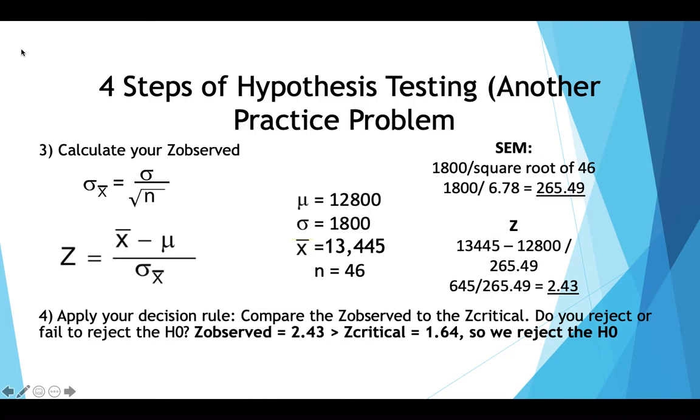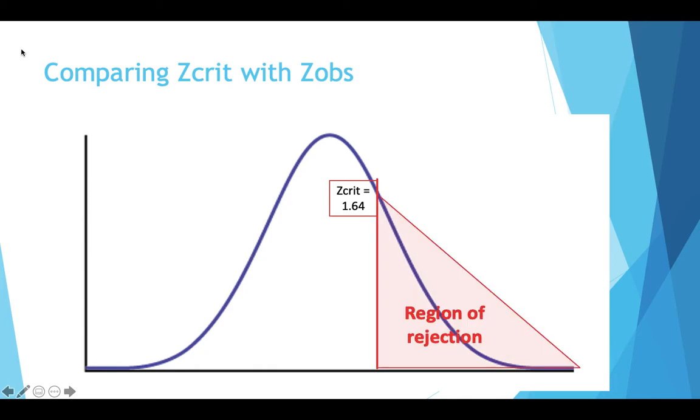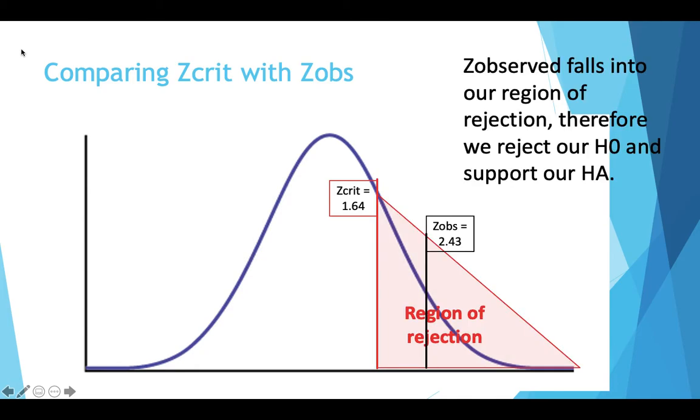So now it's time to apply our decision rule. Compare the z observed to the z critical. Do you reject or fail to reject the null hypothesis? In this case, the z observed is 2.43, which is greater than our z critical of 1.64, so we reject the null hypothesis. Visually, here's our critical value, region of rejection, our z observed. It falls into our region of rejection, therefore we reject our null and support our alternative. So in this instance, the dean is correct. His graduate students do earn a significantly greater amount than the general population.